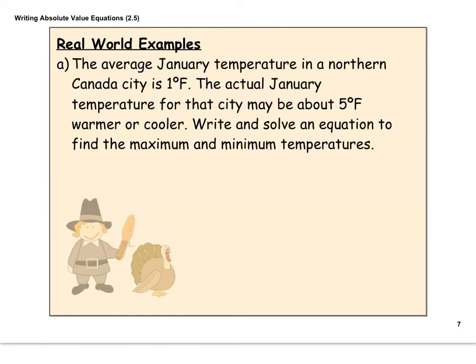So for this example, it says the average January temperature in a northern Canadian city is 1 degree Fahrenheit.